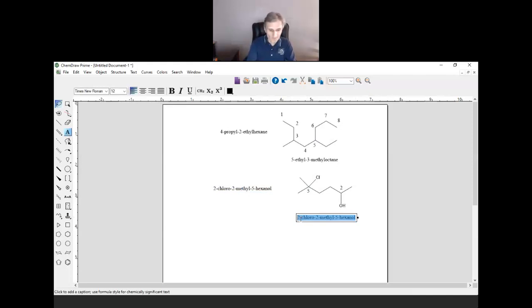So it should be 5-chloro, 5-methyl, 2-hexanol. Be very careful not to use computer to name this, because computer would name it 5-chloro, 5-methyl, hexane 2-ol, and that's not acceptable. That's a 0.